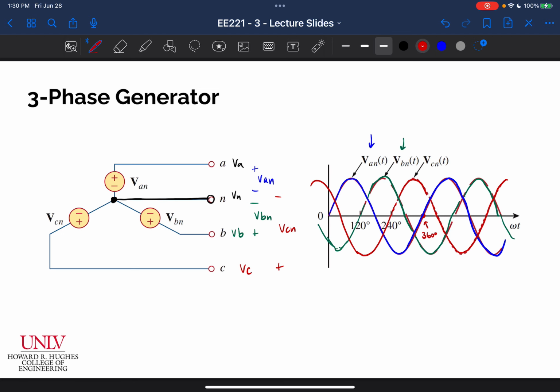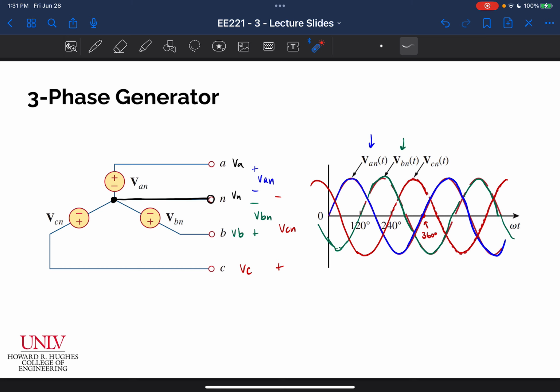It generates 3 different sinusoidal signals, all referenced back to this neutral line, right? VA to neutral, VB to neutral, and VC to neutral. And it generates them, and they're independent of one another, right? They're dependent in the fact that they're 120 degrees phase shifted, so they're dependent in some way, but one voltage does not affect the other voltages, right? This is the sinusoid created by this source. This is the sinusoid created by this source. And this is the sinusoid created by this source.